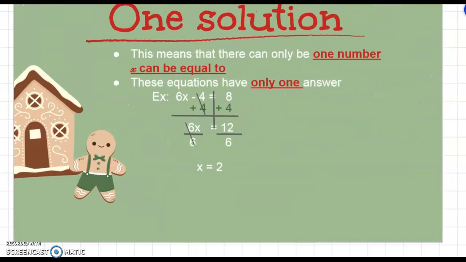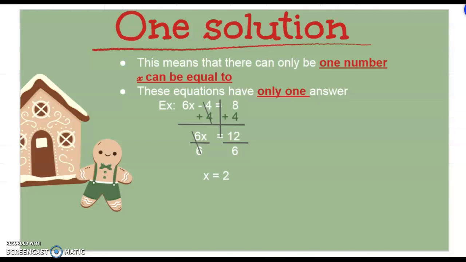My other type of solution that I have is a 1 solution. This one's the ones we've been dealing with. Well, x can only be one number, only one single number. These equations only have one answer, hint the name, one solution. So in this case, if you added 4 to both sides and brought down the 6x and divide both sides, x would equal one single number. That's the only solution to that problem.